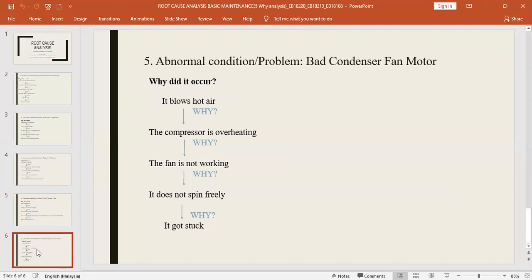And the last problem is a bad condenser fan motor. So why did it occur? Because it blows hot air. Why? Because the compressor is overheating and the fan is not working. Why is the fan not working? Because it does not spin freely and lastly it got stuck.